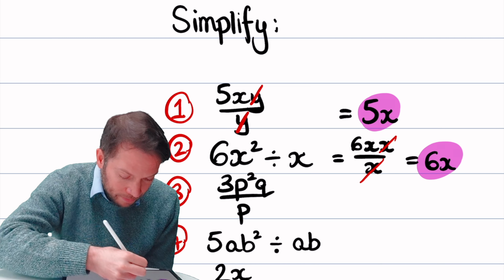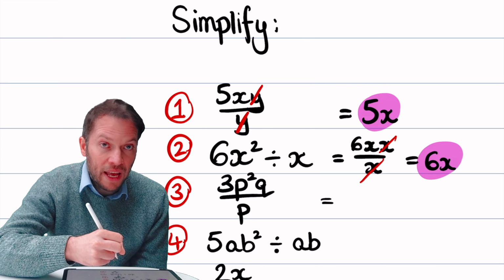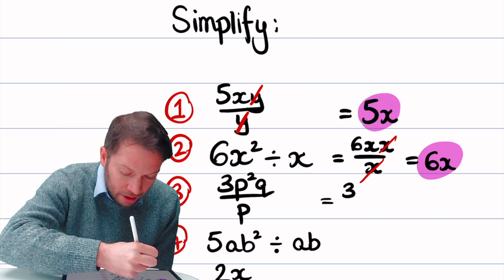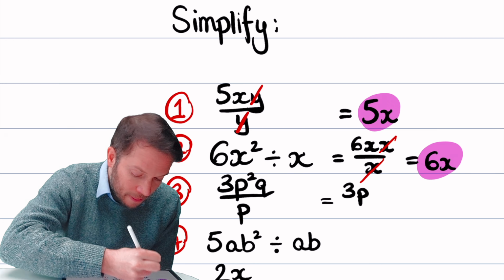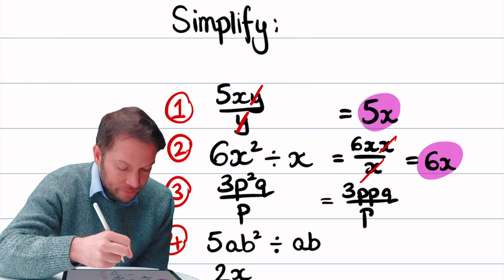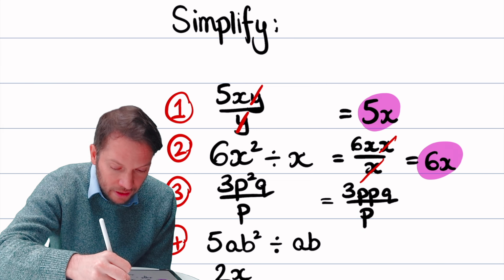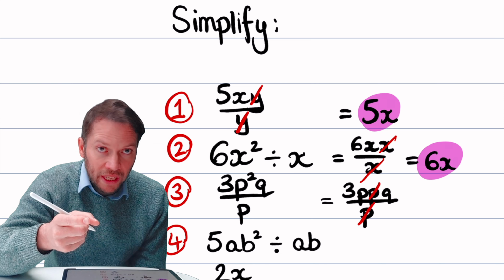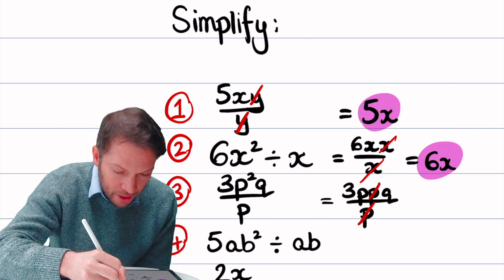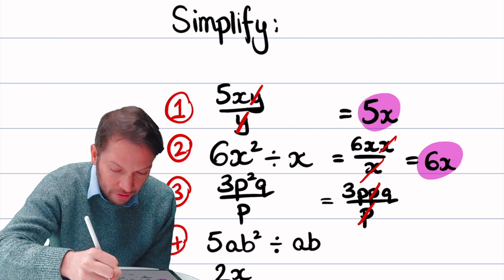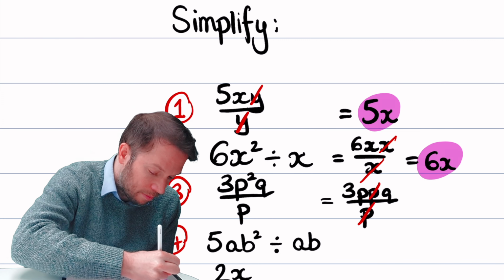What about the next one? Again, we could write the power just using the repeated letter. So that means p squared means pp, over p. And then what cancels here? Well, we've got a p divided by a p. So we can get rid of one of the p's at the top, one of the p's at the bottom. And we're just left with the 3pq. So that is the answer. We've got 3pq.